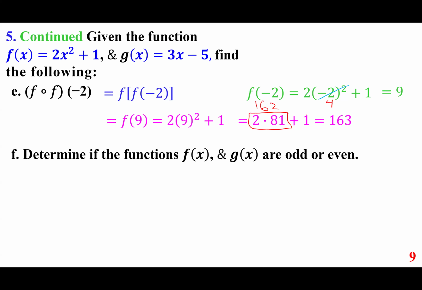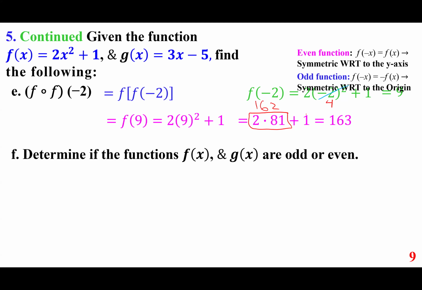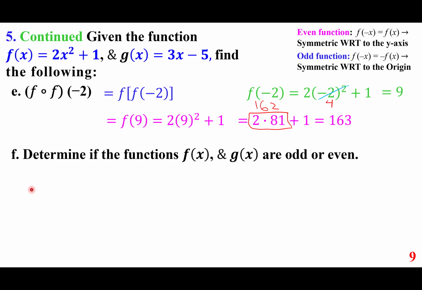Determine if the functions f of x and g of x are odd or even, reminding everyone that when we say even function, f of minus x must be equal to f of x, symmetric with respect to the y-axis. Odd function, f of minus x must be minus f of x, which makes it symmetric with respect to the origin, (0, 0). So all you have to do is evaluate f of minus x, evaluate g of minus x, and observe.